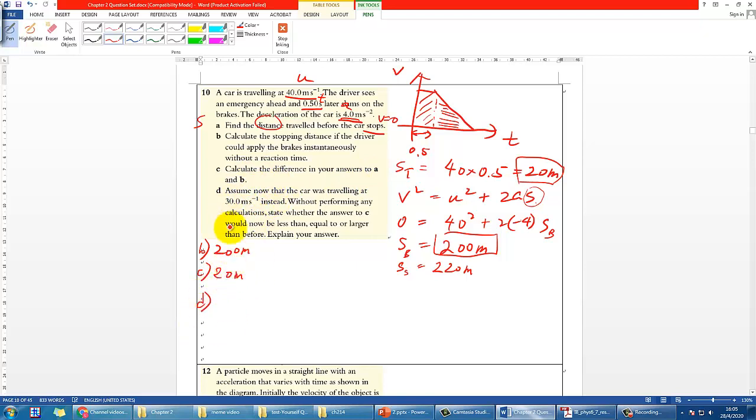I don't know why they should actually ask like B first maybe, and then C and maybe A at the end. Assume now the car is traveling at 30 meters per second. Sorry, per second only. So basically it's slower. Instead, without performing any calculation, state whether the answer in C will be less, equal, or larger. Well, of course it is less. Alright, this is like common sense.